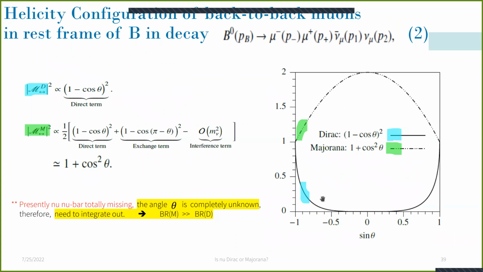Now, this is the Dirac case, and this is the Majorana case, so a large difference. The neutrino is missing, so we don't know this angle. It doesn't matter, you have to integrate. The angle theta is completely unknown, so you need to integrate it out.